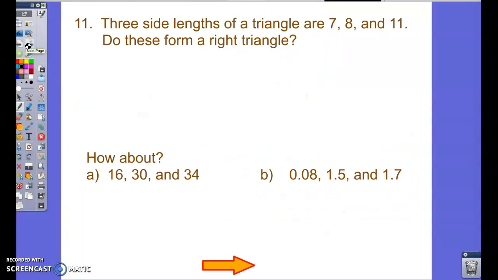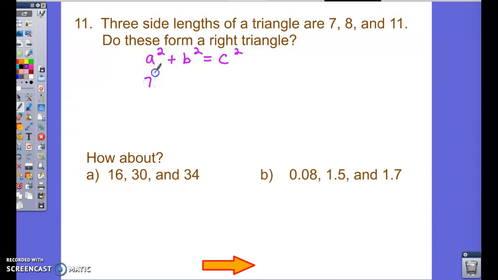We just have a couple more problems to go through here. Number 11 says the three side lengths of a triangle are 7, 8, and 11. Do these form a right triangle? Well, to solve a problem like this, what you have to understand is that if it is a right triangle, it means the Pythagorean theorem should work. And by work, I mean that a squared plus b squared should equal c squared. In other words, when you put the two legs in for a and b and the hypotenuse in for c, the left side of the equation should equal the right side of the equation.